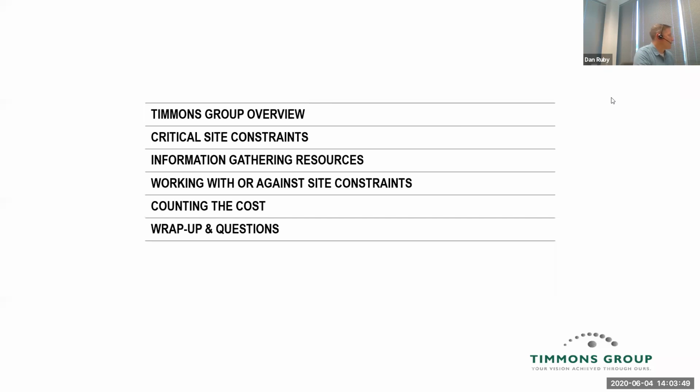Okay, sorry about that. So here's the outline of today's presentation. We'll do a little bit of background on who Timmons Group is. Then we'll get into the meat with taking a look at what some critical site constraints are. We'll look at where we can gather the information about those constraints. We'll look at how the design and the site layout can work with or against those constraints, and then put some dollars to that, counting the cost of the impacts of those decisions. And then we'll have some time for wrap up and Q&A.